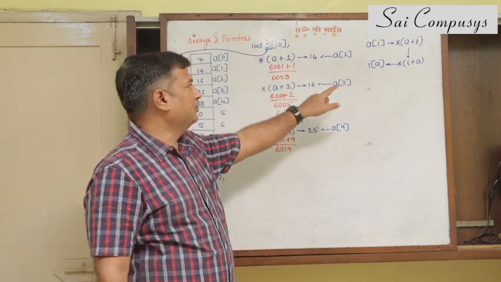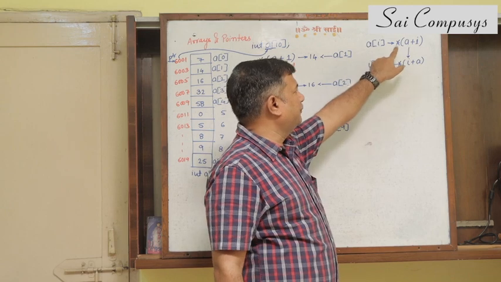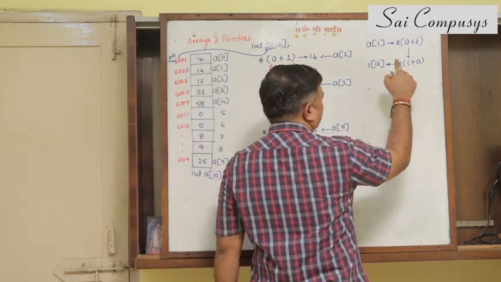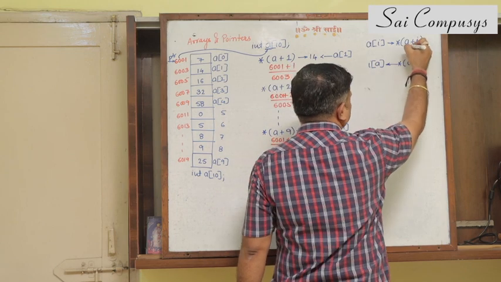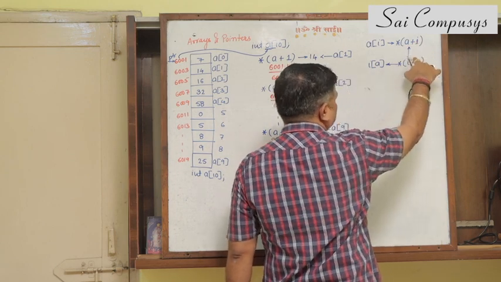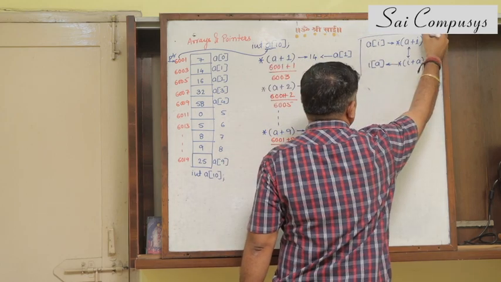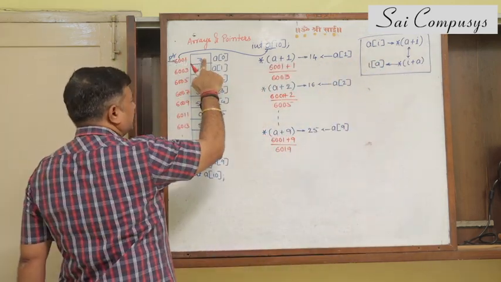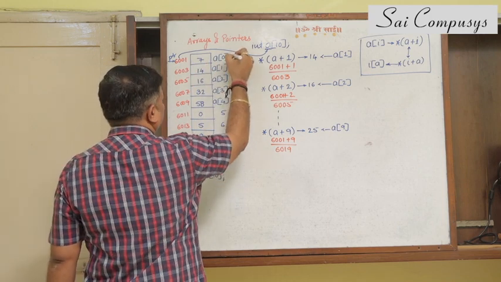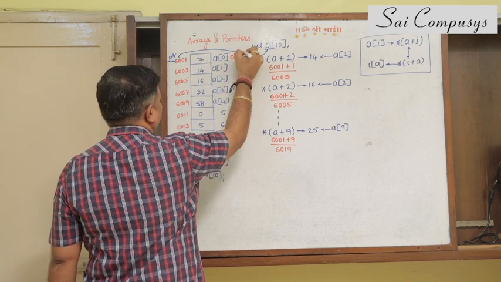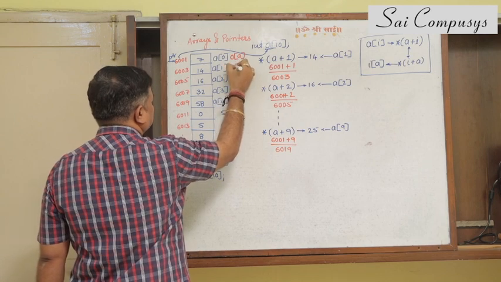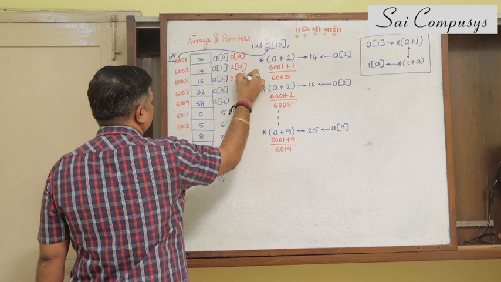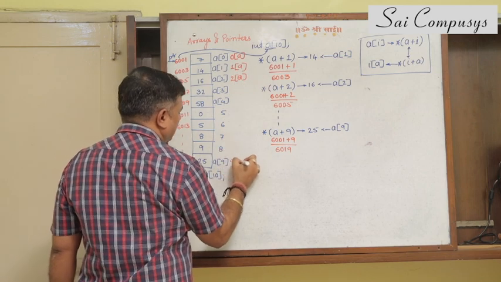Why? I told you. Every A of I is converted into star A plus I. So every I of A will be converted into star I plus A, and these two are exactly same. So we have got four notations now. The same element which I used to refer as A of 0 can be also referred as 0 of A. Can also be referred as 1 of A, 2 of A, and so on. The last element will be referred as 9 of A.